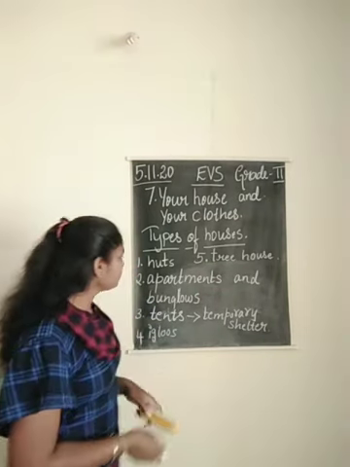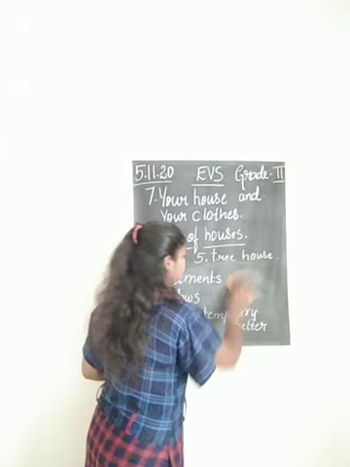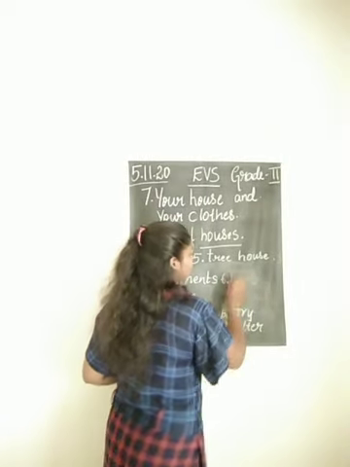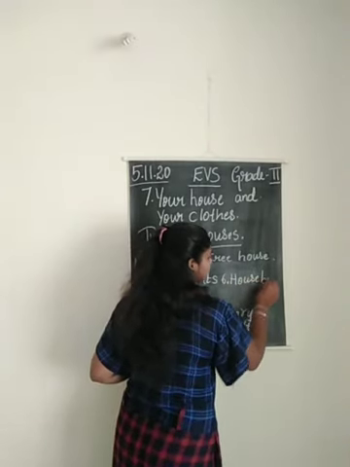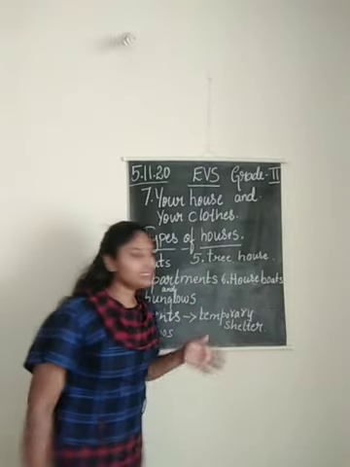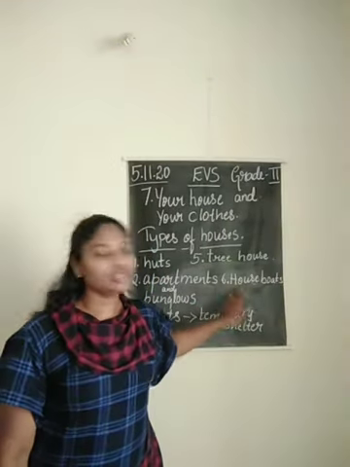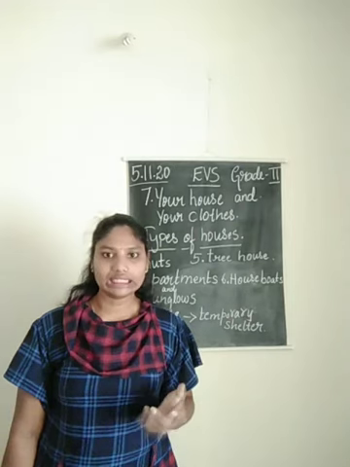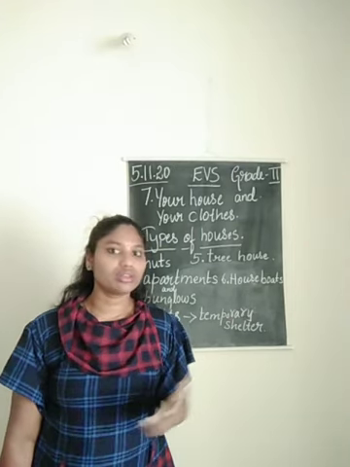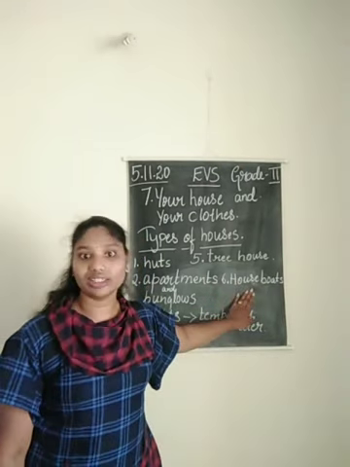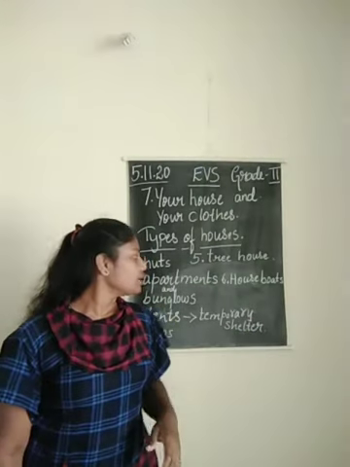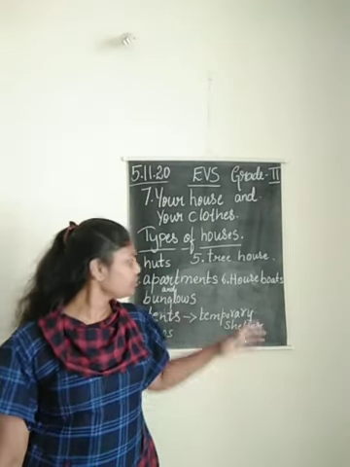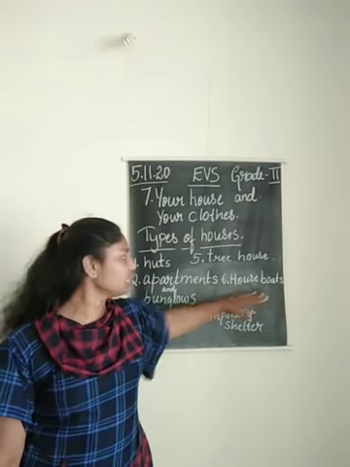And the sixth one is houseboats. People living near lakes and rivers stay in houses like houseboats. It's very familiar in Kashmir and Kerala, and many tourists go to Kerala or Kashmir to live in these houseboats, and they also rent them. Houseboats have a living room, dining hall, bedroom, bathroom, kitchen, everything inside the boat. So it is called a houseboat.